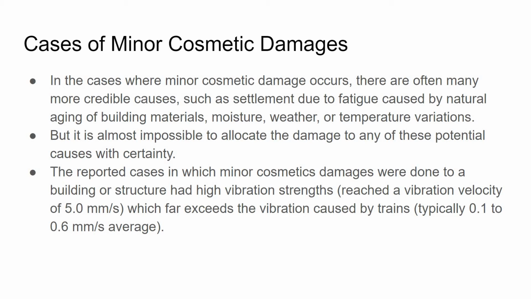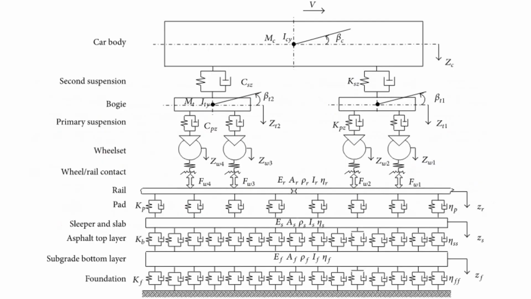In the cases where minor cosmetic damage occurs, there are often many more credible causes, such as settlement, fatigue caused by natural aging of building materials, moisture, weather, or temperature variations. It is almost impossible to allocate the damage to any of these potential causes with certainty. The reported cases in which minor cosmetic damages were done to a building or structure had high vibration strengths, reaching a vibration velocity of 5 millimeters per second, which far exceeds the vibration caused by trains, which is typically 0.1 to 0.6 millimeters per second on average.